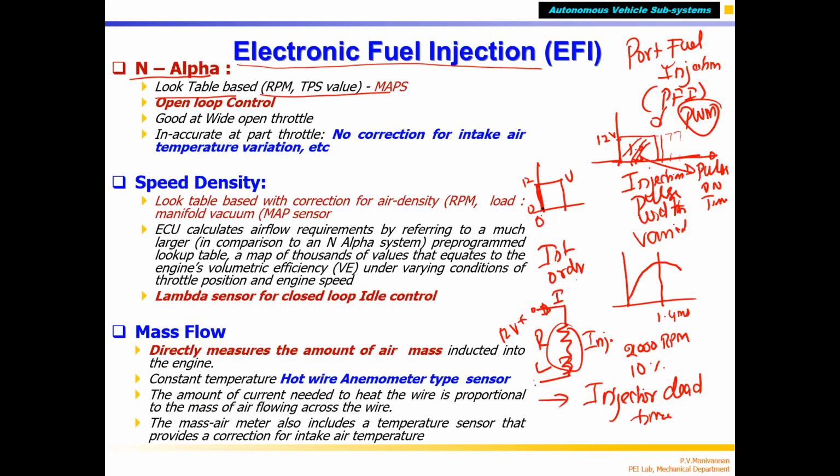So because of that, even though I give this one, the current will start increasing like this, exponentially. Correct? This will start increasing. This is I. The rate at which the current is increasing is called the time constant, the time constant of the injector. Correct? Because this is an RL circuit.